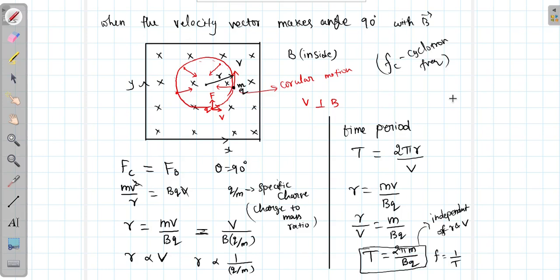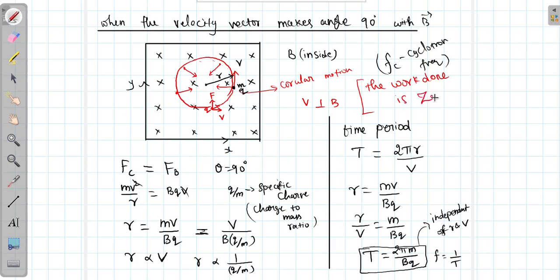Okay, it is not in our syllabus. Cyclotron is deleted. So whenever the charged particle moves perpendicular to the magnetic field, it produces a circular motion. Also, one more thing we discussed as a separate topic, the work done is zero.